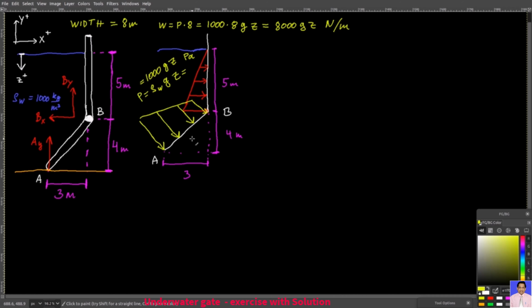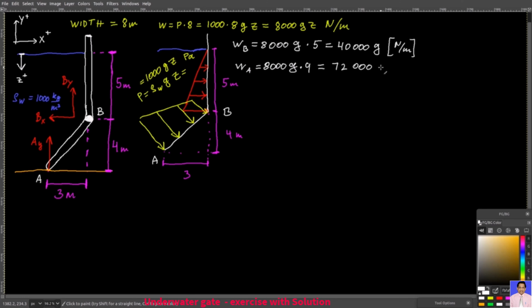Let's get the total force that the gate experiences. We know that w at B, in this location here, is 8000 times g times 5, because the depth is 5 meters. That's 40,000 g newtons per meter. And that's the same for this red arrow at point B and this yellow arrow at point B. They have the same length because the depth is the same. And then w at A equals 8000 times g times 9.